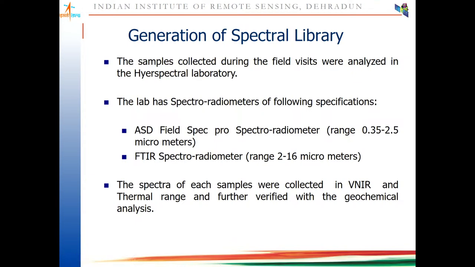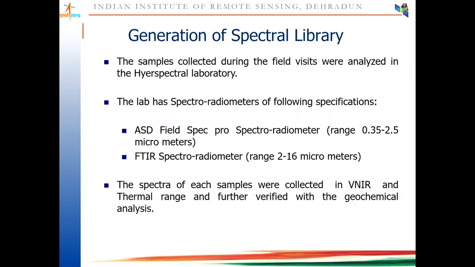We have at our institute 2 spectroradiometers. One is the HD Field Spec Pro, and it operates in the range of 0.35 to 2.5 micrometers, or 350 to 2500 nanometers. And the other spectroradiometer is the Field Spectroradiometer FTIR, and that operates in the range from 2 to 16 micrometers.